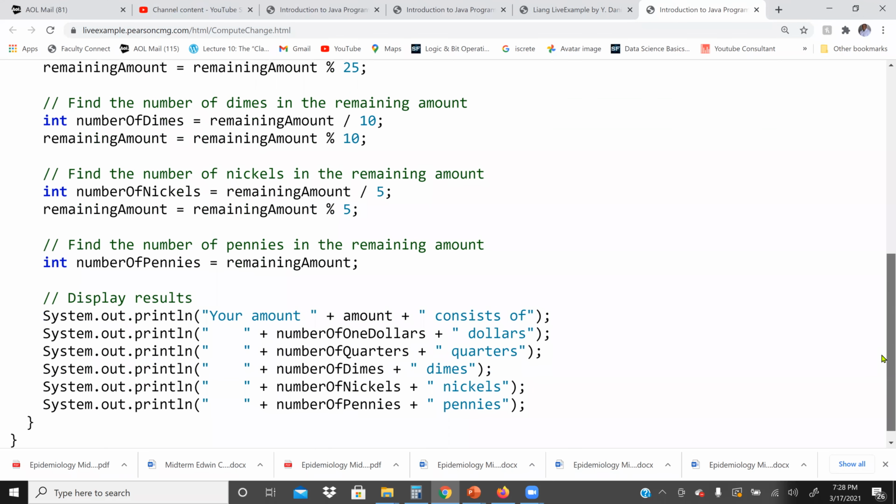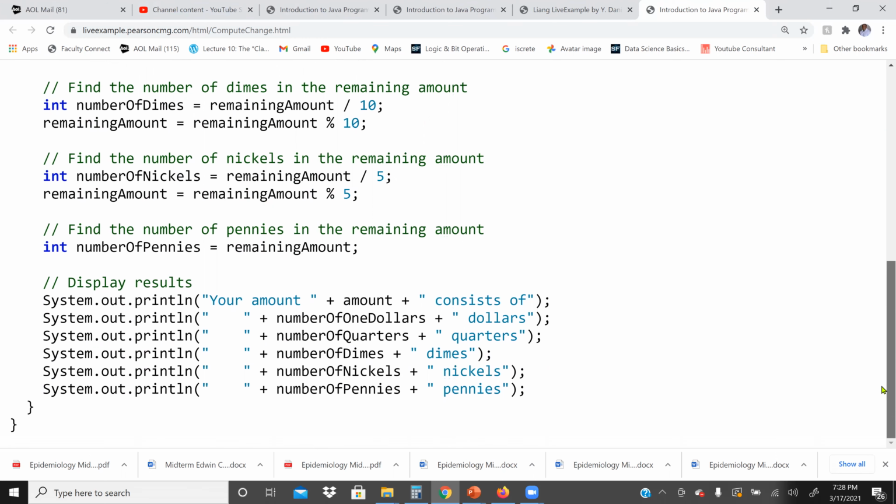Now we know the number of dollars, quarters, dimes, nickels, and the remaining pennies or cents. So now we want to print out the output. Here we say your amount, whatever amount we enter, consists of the number of dollars we have, the number of quarters, the number of dimes, the number of nickels, and the number of pennies. If we don't have any, let's say the number of dimes, the calculation will automatically give us 0.